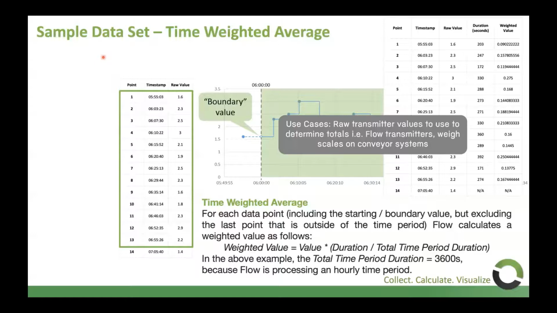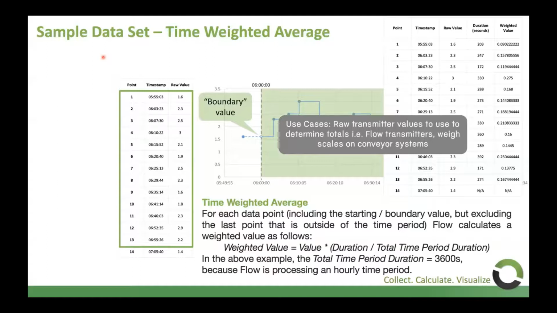Just for interest's sake, if your data in your historian is stored in, we always promote delta storage, so only store when the data changes. But if it changes and it's periodic, so every 10 seconds you store a data point in your historian, a time-weighted average and a normal statistical average will give you the exact same value.